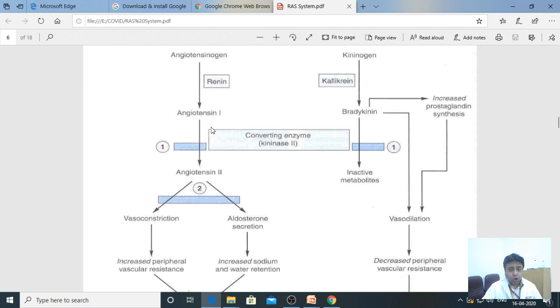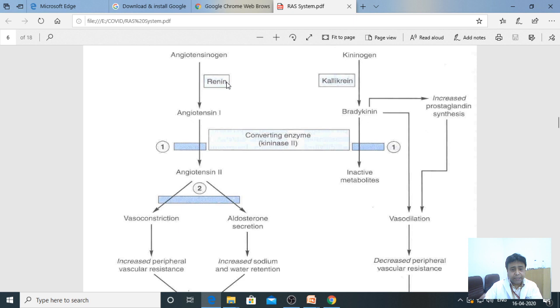So this is what I was talking about a little while back, that there is angiotensinogen, a very big protein which is synthesized in the liver and is present in the circulation. Now whenever there is a decrease in the perfusion of the renal arteries or kidneys, or whenever there is an activation of the baroreceptor systems which start firing, then renin is released by the juxtaglomerular apparatus or juxtaglomerular complex, which includes the juxtaglomerular cells of the kidneys and the macula cells.